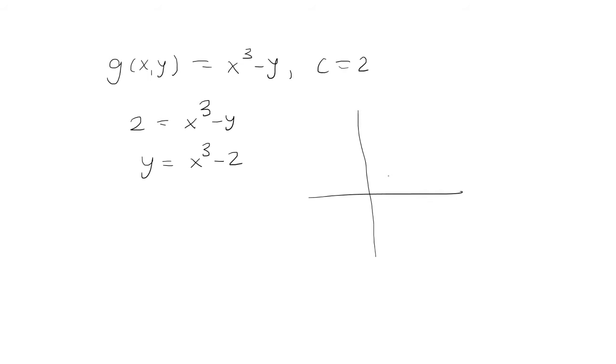So this is just a graph of x cubed, but we're shifting it down 2 units. So instead of 0, 0, it's going to be 0, negative 2. And here there's going to be a horizontal tangent at x equals 0, and then we're going to go back up like this.